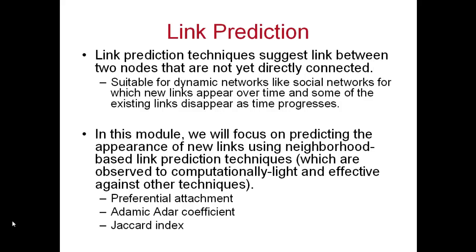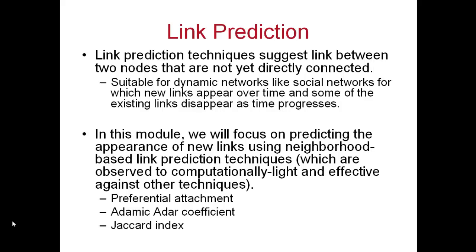In dynamic networks like social networks, this is very important to know because you can do some prediction of the changes in the network topology over time and do some analysis based on that. Now, in this module, we'll focus only on new links appearing, and we're not going to focus on the existing links disappearing.